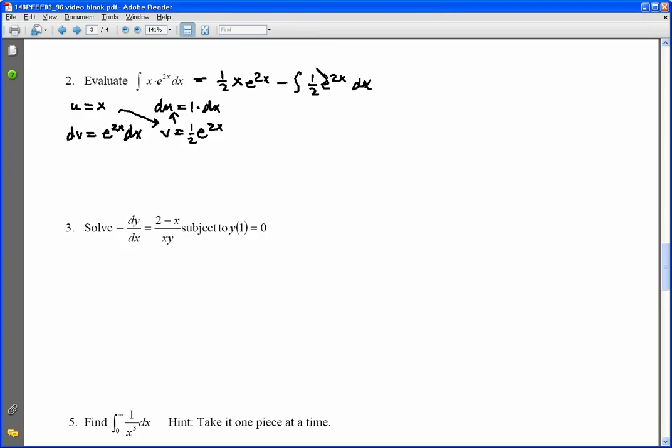And then this 1/2 we could pull on the outside, and then the antiderivative of e to the 2x is going to be another 1/2 e to the 2x, times the 1/2 that's already there is going to be a 1/4. So this is 1/2 x e to the 2x, and then minus 1/4 e to the 2x, and then this is an indefinite integral, so we need a plus c on the end.